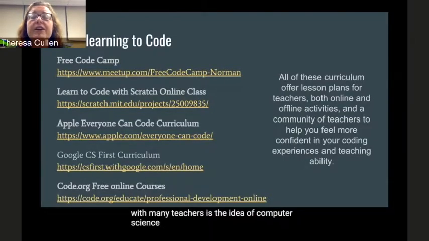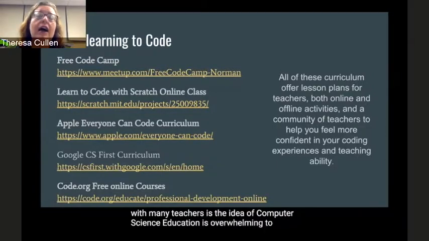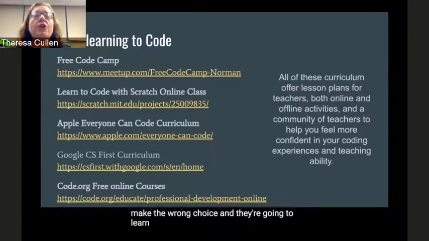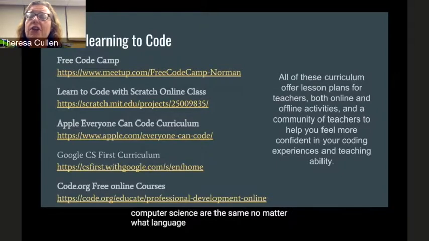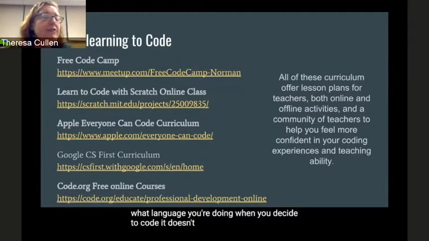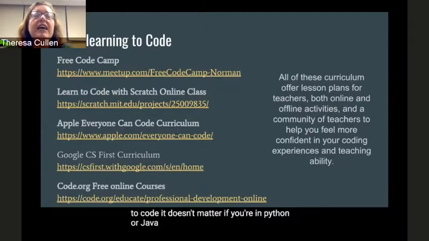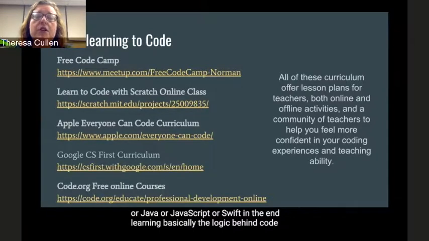They're often worried that they're going to make the wrong choice and learn how to code in the wrong language, or the one that they pick is not relevant. But the truth is that the fundamentals of computer science are the same no matter what language you're doing. When you decide to code, it doesn't matter if you're in Python or Java or JavaScript or Swift. In the end, learning basically the logic behind coding is transferable to all those different languages.